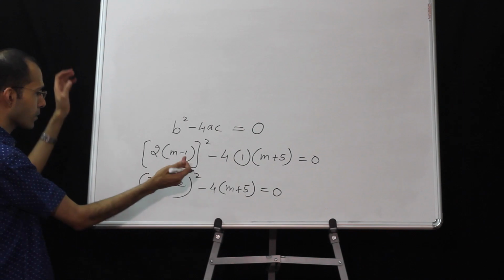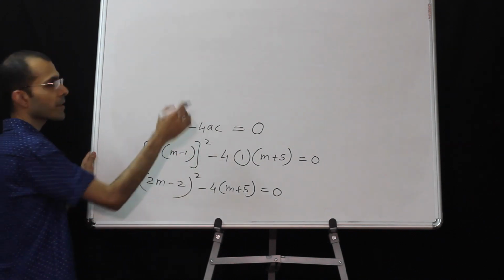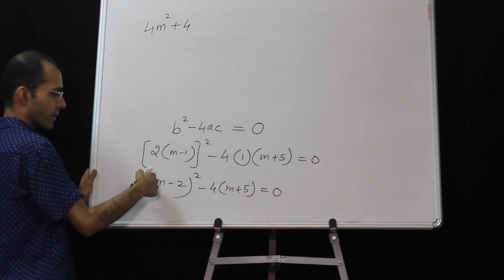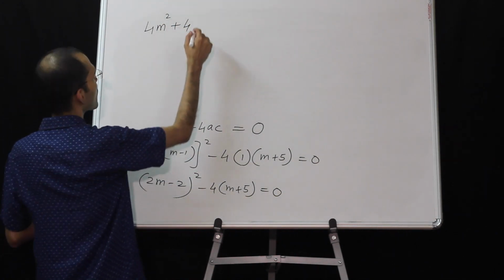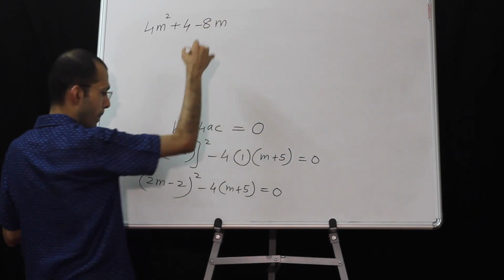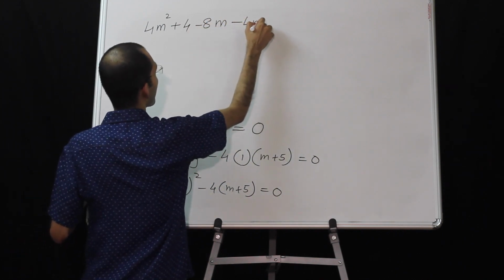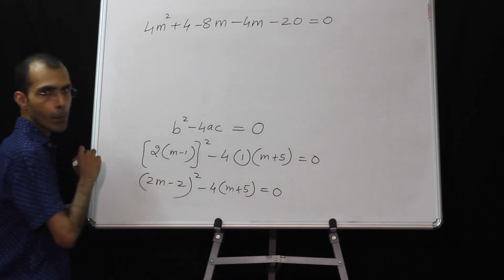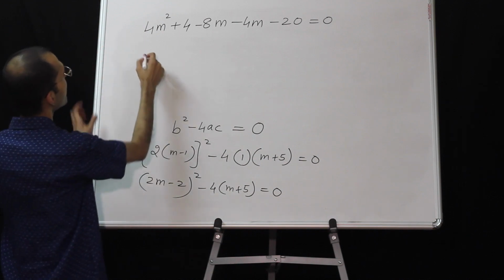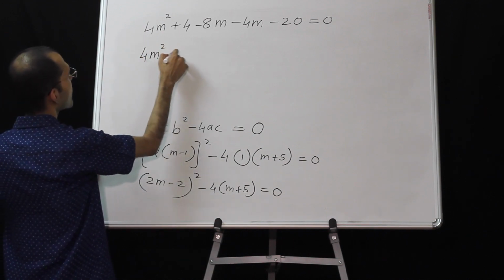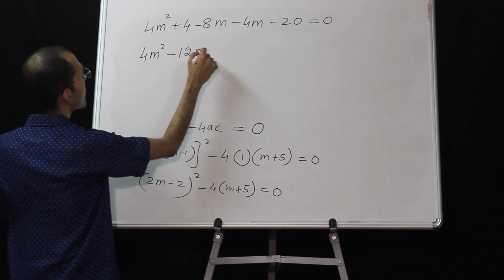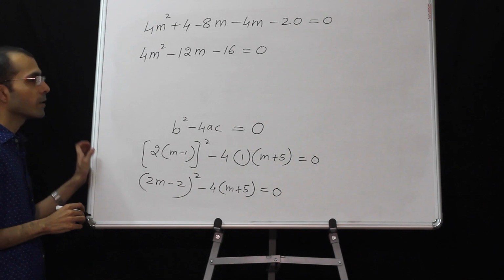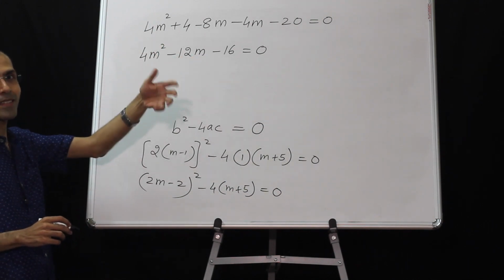Now let's work on this. It is a minus b the whole square. So 4m square plus 4, first term into second term into 2, so minus 8m, minus 4m minus 20 equaling 0. What can be simplified? 4m square minus 12m minus 16 equaling 0. Let's reduce this equation to make things easier.